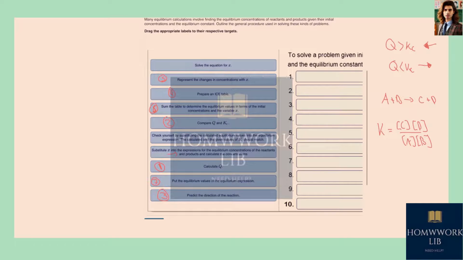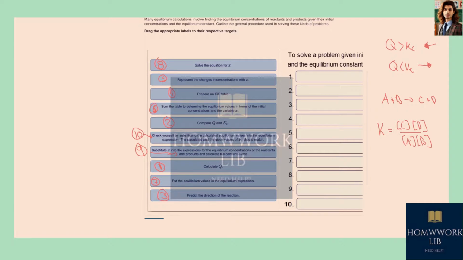The next step is going to be solving the equation for X. This is going to be step 8. With that, we can substitute into the expressions for the equilibrium concentrations of the reagents to calculate the actual concentrations. And finally, we are going to be able to check ourselves by substituting the equilibrium values into the equilibrium expression and comparing with the given value of K. So this is going to be our general procedure.